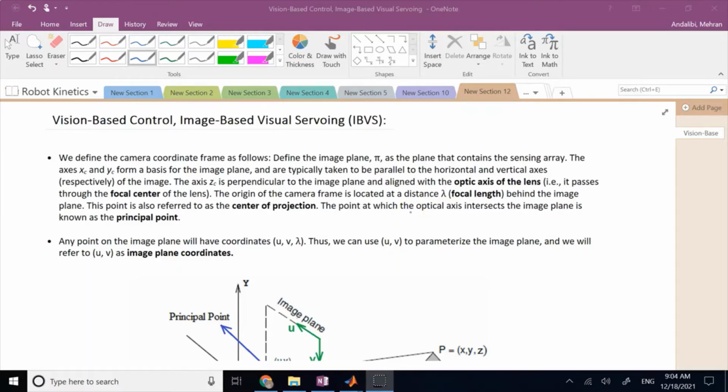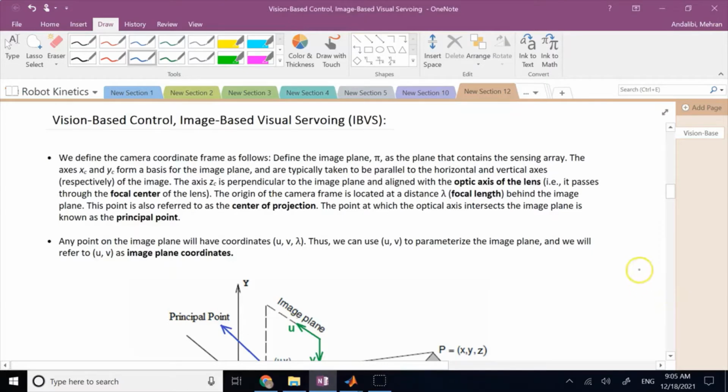Now, one time the camera could be on a fixed wall or another object in the environment, so it is fixed with respect to the work frame. The other case is the camera is attached to the robot, to the end effector, so we call it camera in hand. We're going to talk about both of those.